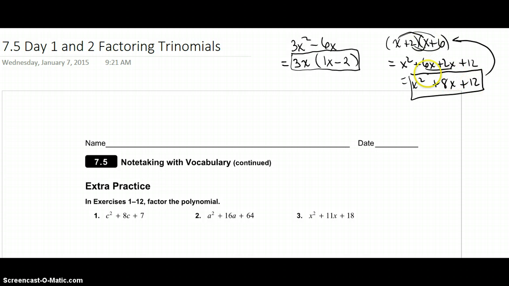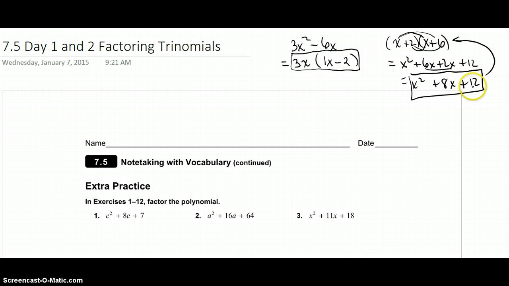So if you just take a look, how did we know there was an x squared here? x times x gives us x squared. So we know in the parentheses there's going to be an x in the first place of each parentheses. How did we get 12? We multiplied 6 times 2 to get that 12.